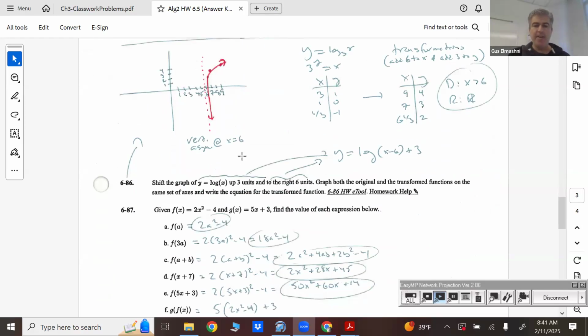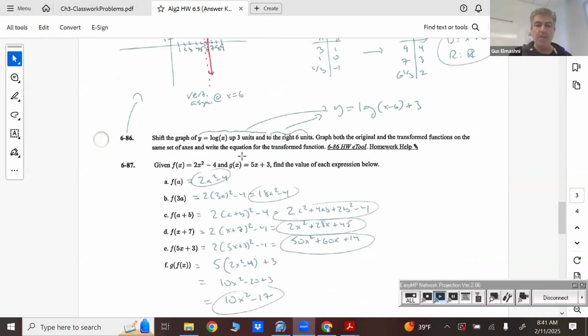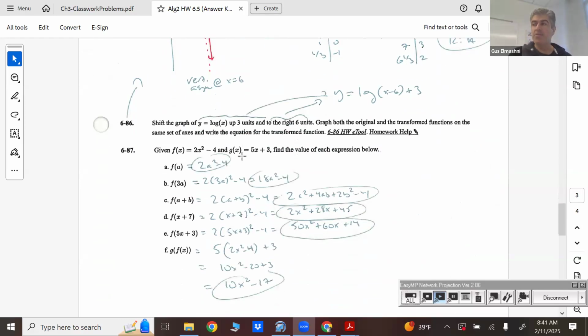For 687, do you know part F? I'm going to ask the g of f of x thing again. We had that on the last test, but that's going to happen again on the test. So 687 part F. Will it be like a fraction? Yes, it will. And I'll give you some examples. I have some examples to show you guys.